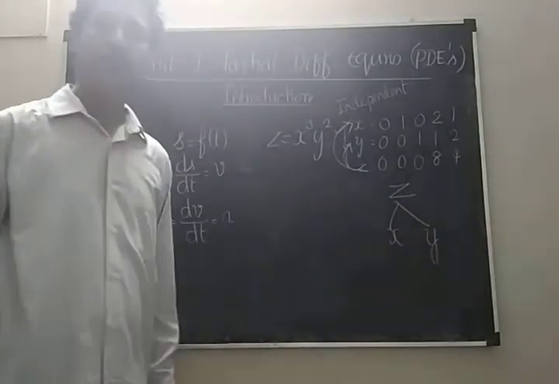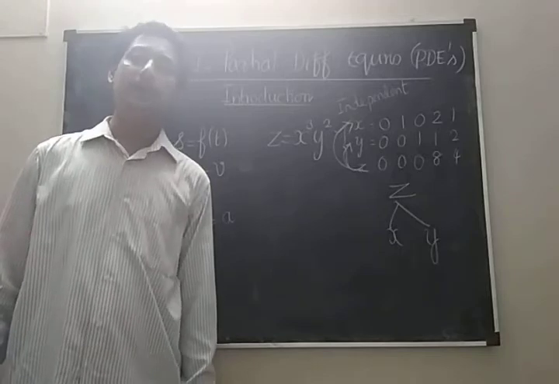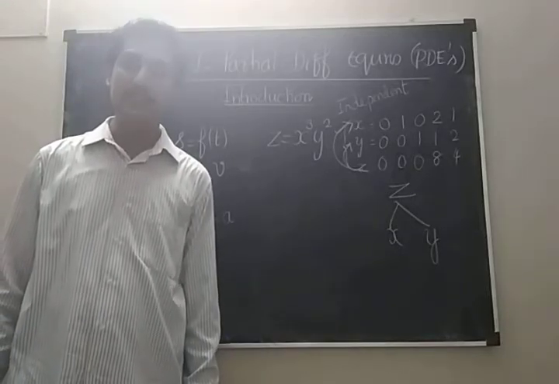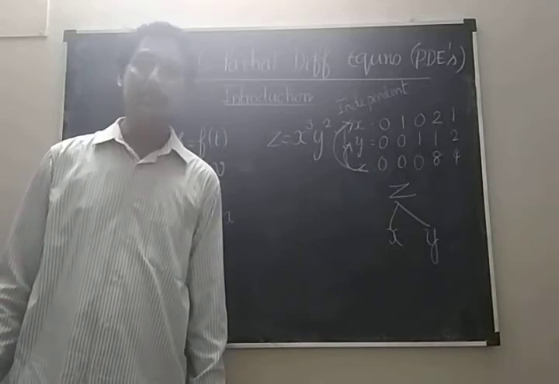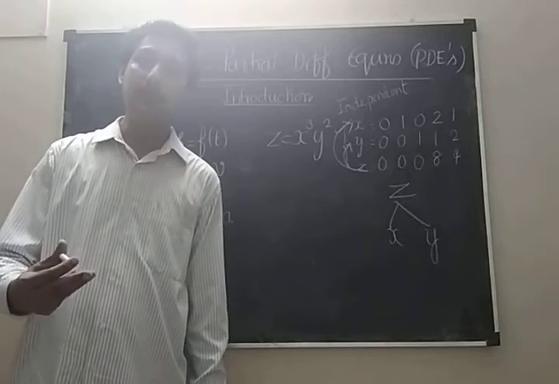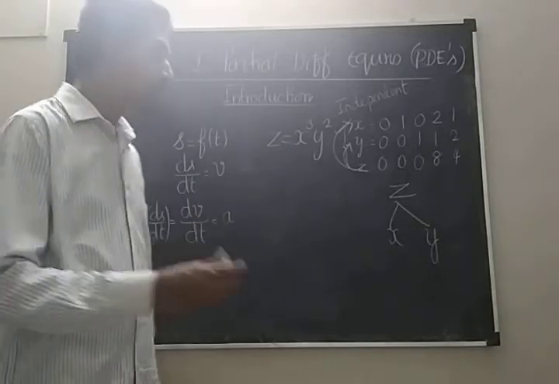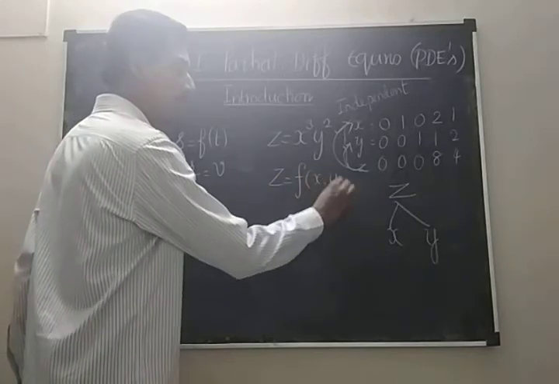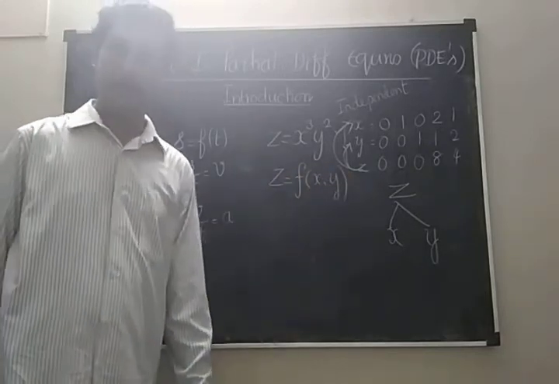I think we have already discussed in detail these types of functions in the very first semester, functions of several variables. Am I right? Functions of more than one independent variable. So here z is a function of more than one independent variable, x and y.